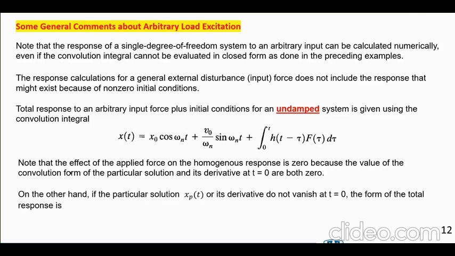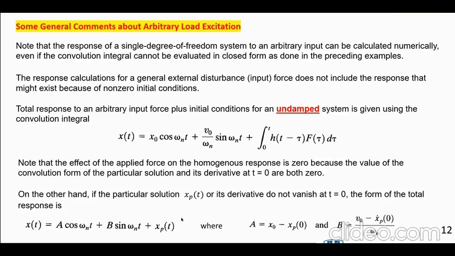Right. So note that the effect of applied force, that means this F, on the homogeneous response is not present. F has no impact on the first two pieces. Okay? Because the value of the convolution integral at t equal to 0 is 0, and the derivative of this at t equal to 0 is 0. Okay, that's why this F has nothing to do with the actual initial conditions.